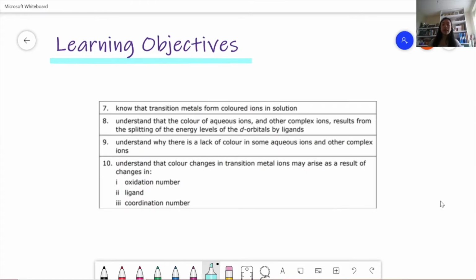Here are today's learning objectives. The first is to know that transition metals form coloured ions in solution. The second is to understand that the colour of aqueous ions and other complex ions results from the splitting of the energy levels of the d orbitals by ligands, and to understand why there is a lack of colour in some aqueous ions and other complex ions. And then our last learning objective will be to understand that colour changes in transition metal ions may arise as a result of changes in oxidation number, ligand, and coordination number.